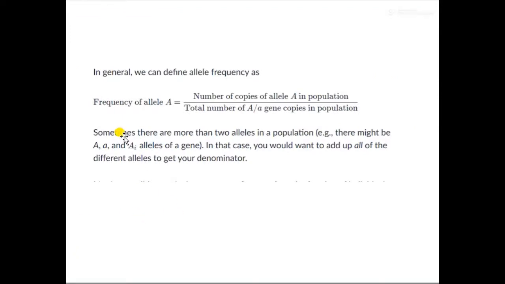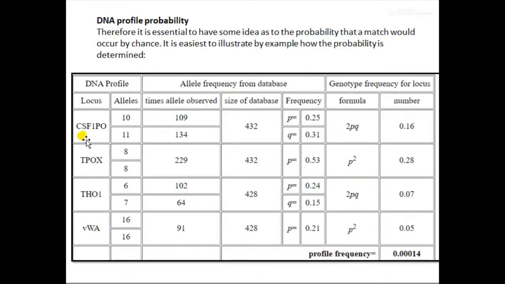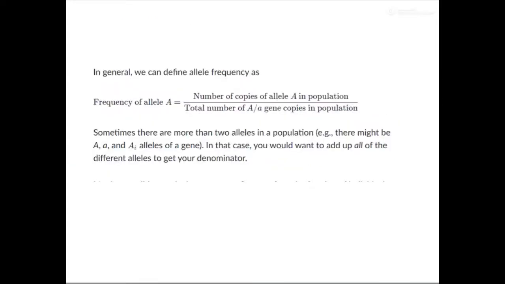If you have different alleles, in this particular case, for CSF1PO, we have two alleles. Two alleles have been expressed over here. Similarly, there could be a number of copies of alleles for A in a population. The number of copies of these alleles divided by the total number of A and small letter a gene copies in the population will give the frequency of that particular allele.